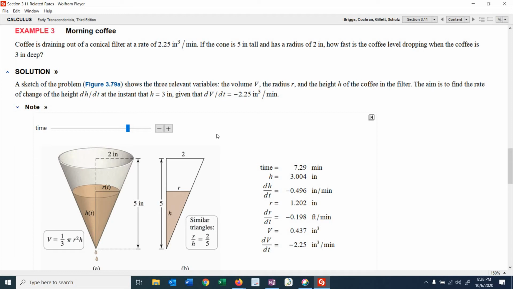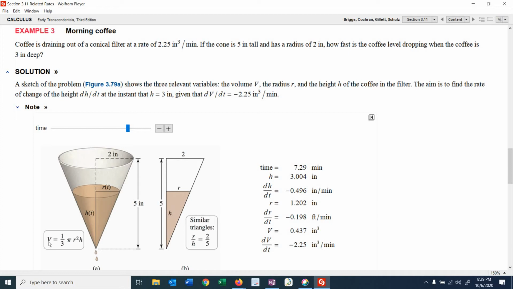Okay, so here's how we're going to do this. We have two rates of change that we need to relate to each other. We have dV/dt, which we're given. We're trying to find dh/dt. Now remember, you need to start with a foundational equation. So we need to relate volume to height. Once we have volume related to height, we can take the derivative of both sides with respect to time, and then we can relate dV/dt to dh/dt. And we almost have that.